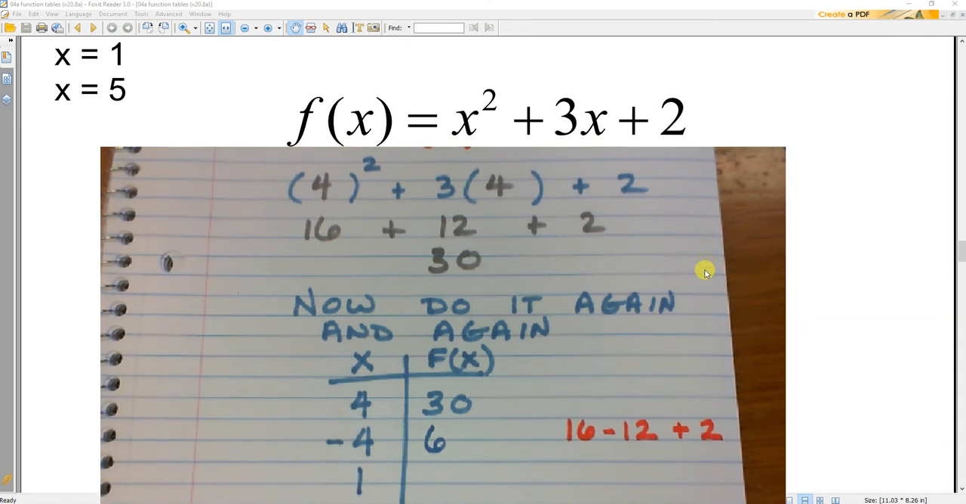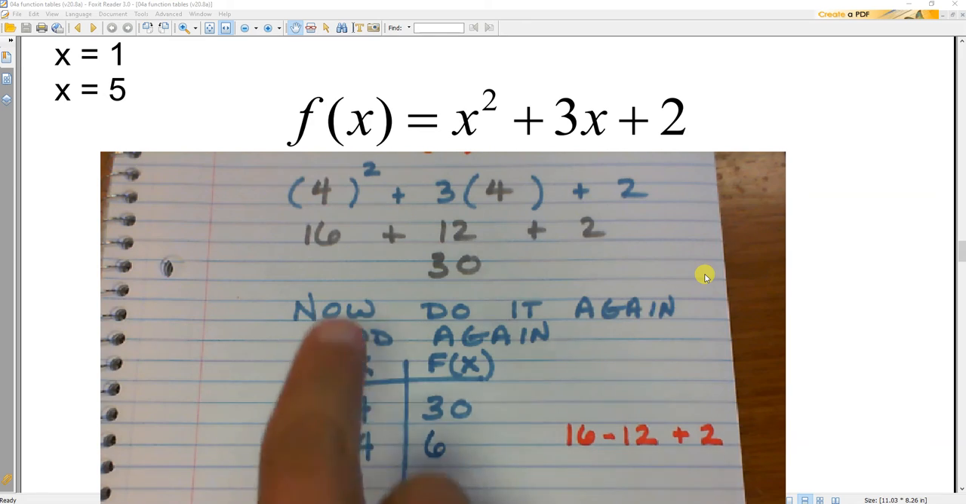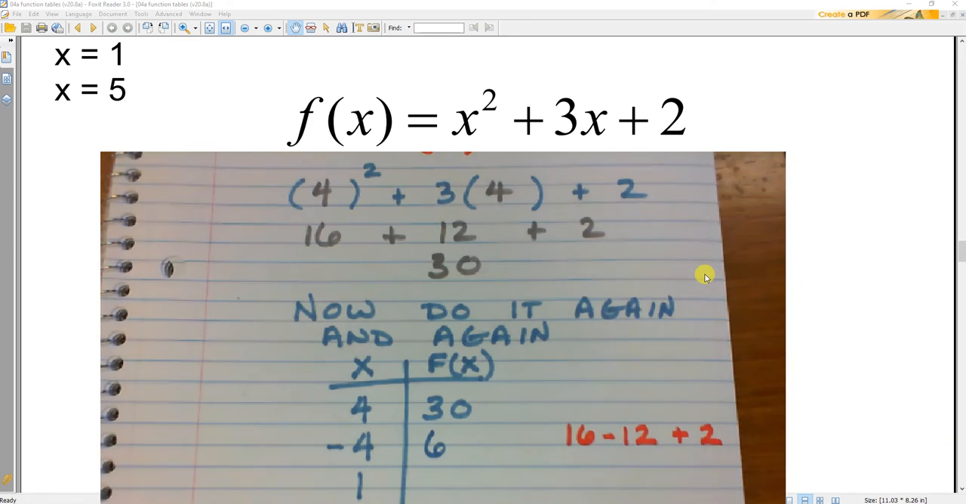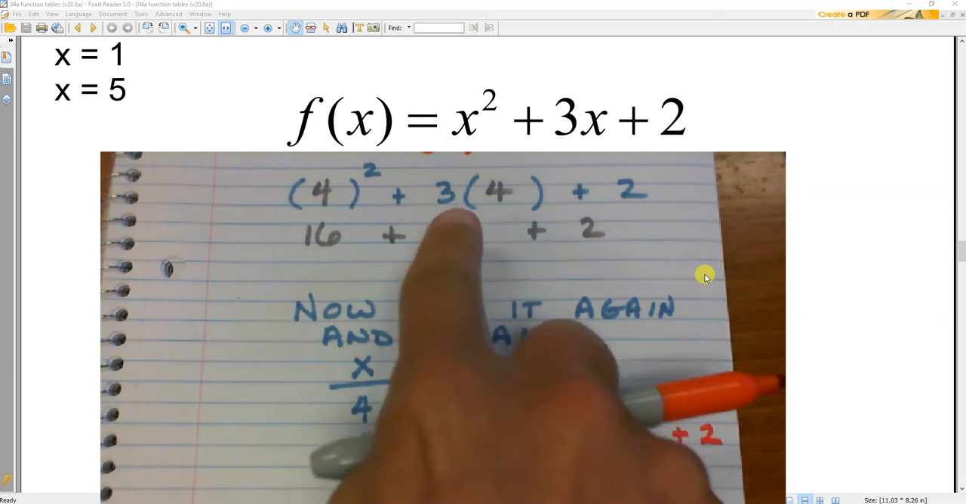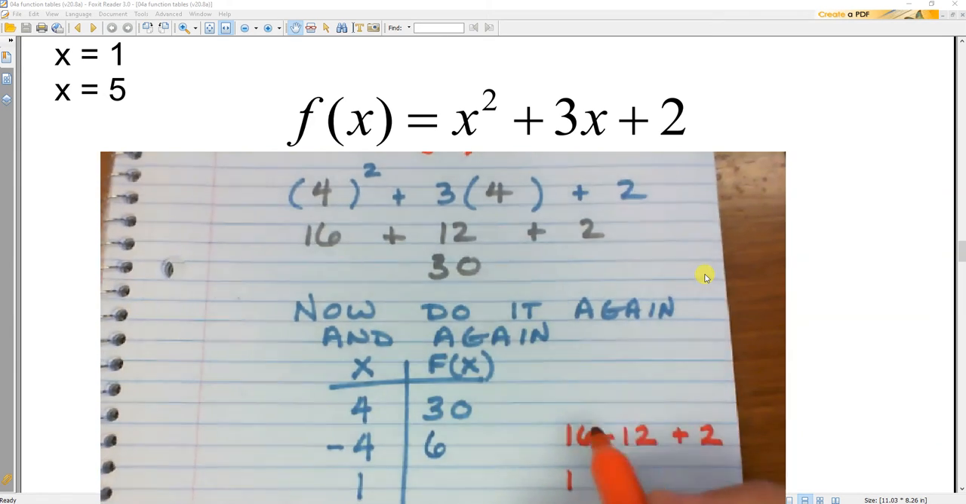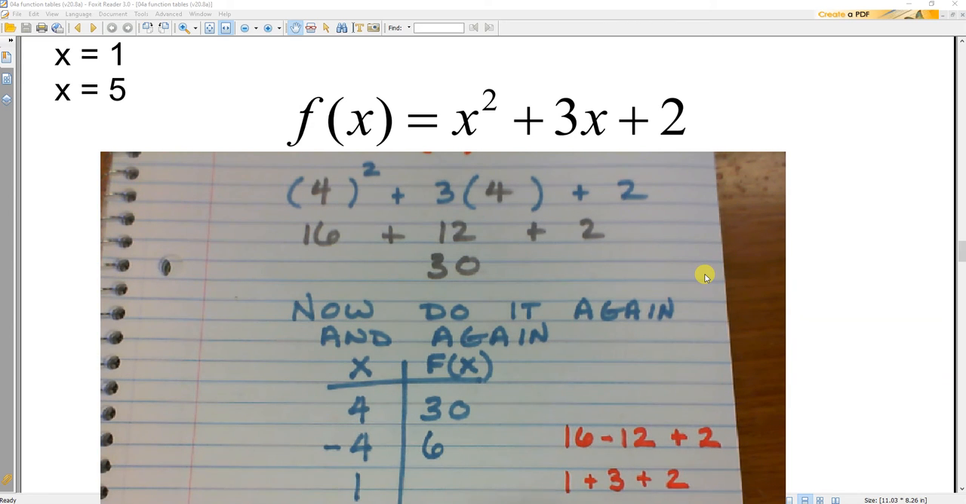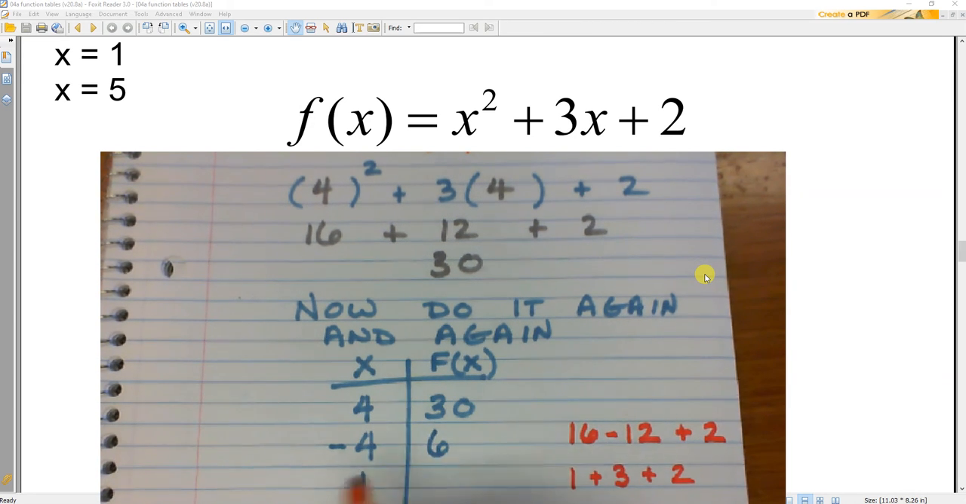If I plug in a 1, instead of a 4, I'm going to put a 1 here, so it's going to be 1 squared, which is 1. 3 times 1, which is 3, plus the 2. So if I plug in a 1, out comes a 6.